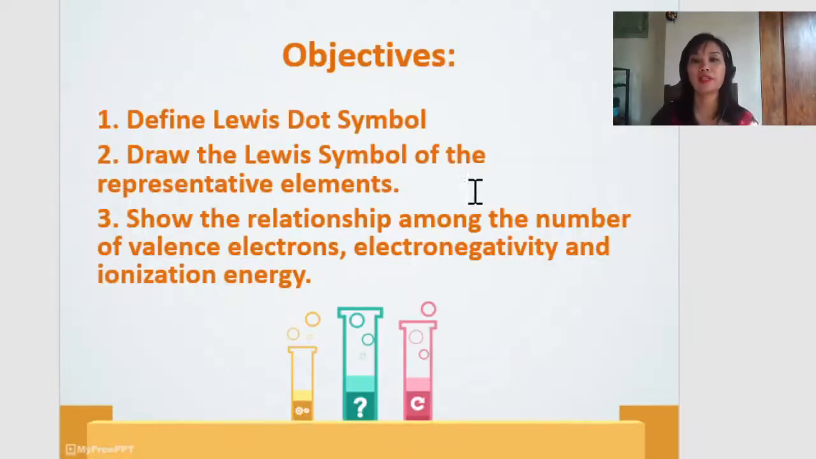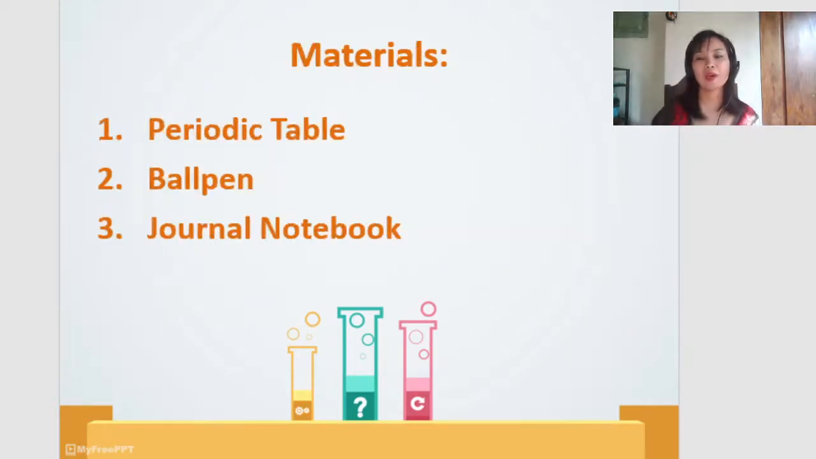Okay. So we have here objectives. Number 1, define Lewis dot symbol. Number 2, draw the Lewis symbol of the representative elements. And number 3, show the relationship among the number of valence electrons and electronegativity and ionization energy. Okay, hopefully you are able to get ready your materials. Again, the periodic table, ball pen, and journal notebook.